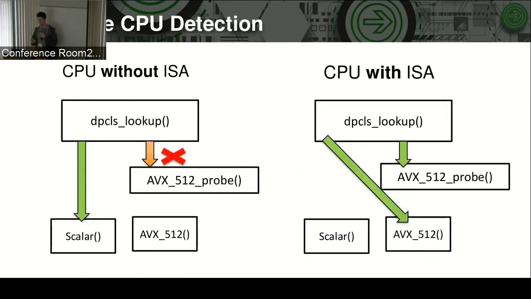So that's the diagram on how this CPU dispatch works. Without the ISA, on the left, we can probe: do we have this AVX512 capability in the CPU? If we don't have it, then we just use the scalar version on the left-hand side, no problem, everything works as it would today. If we do have the ISA, however, then this DPCLS lookup function can call directly into the AVX512 implementation, and we just get the performance benefits from it.